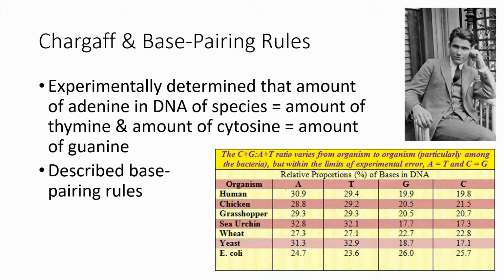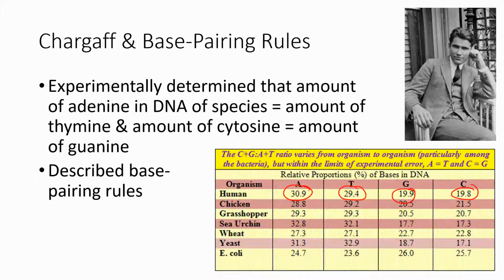Our DNA, out of all the 100% of bases, about 30% was adenine, close to 30% was thymine, about 20% was guanine, and about 20% was cytosine. So he noticed that this kind of pattern held true. However much adenine you had, the relative proportion of adenine in the genome of an organism, you would have just as much thymine. That means for every adenine, you would have a thymine.